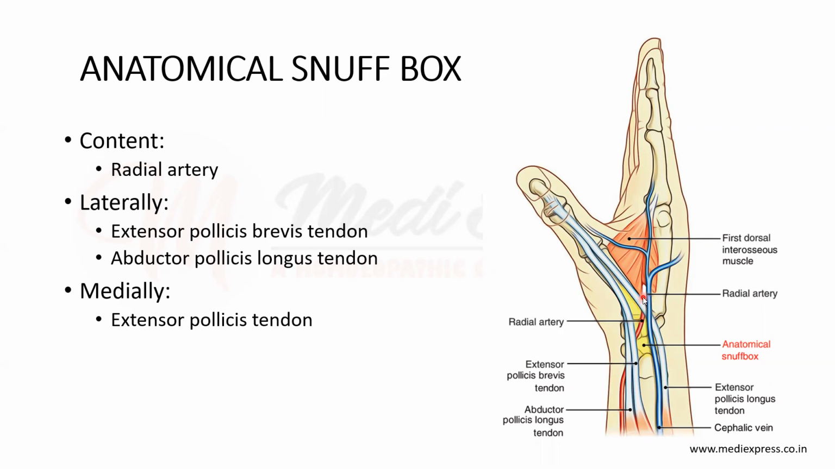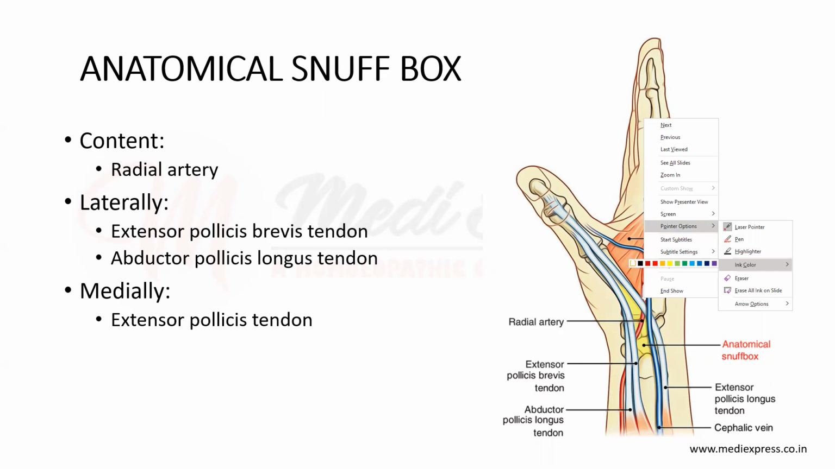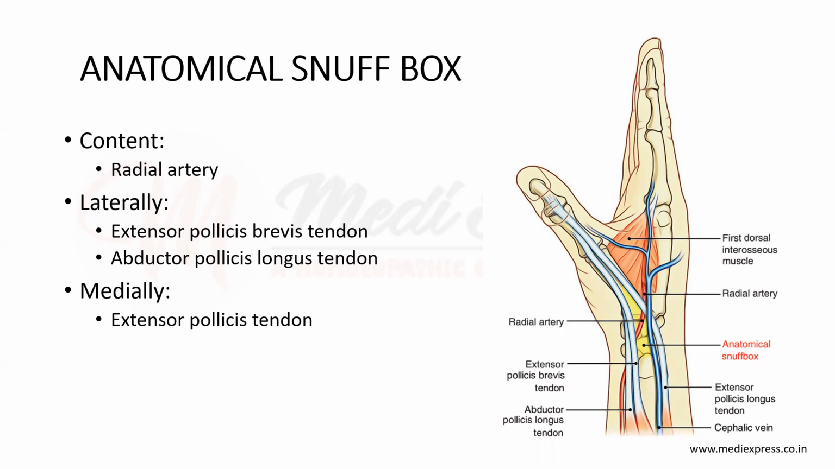Now, with regards to this, there is a little information which I want to share of anatomical snuff box. What is the other name for anatomical snuff box? It is known as radial fossa. So another name for anatomical snuff box is radial fossa. And what it is basically, it is a triangular depression found on the lateral aspect of the dorsum of the hand. Remember, triangular depression at the lateral aspect of the dorsum of the hand.